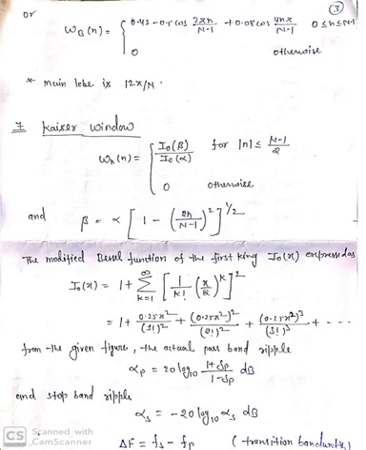And the other window function of the Blackman window, w_B(n), equals 0.42 minus 0.5 cos 2 pi n divided by N minus 1 plus 0.08 cos 4 pi n divided by capital N minus 1 for 0 to N minus 1, or 0 otherwise. The main lobe width is 12 pi divided by N for the Blackman window.